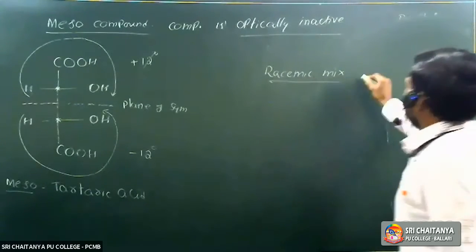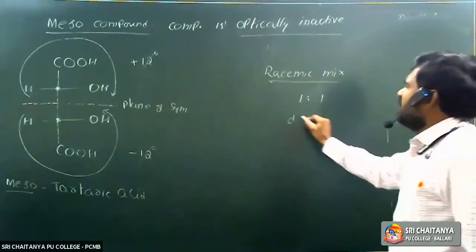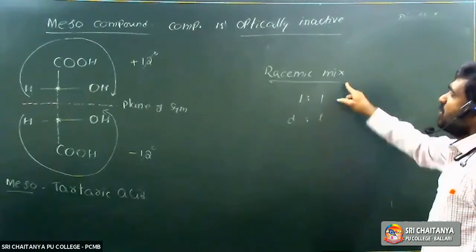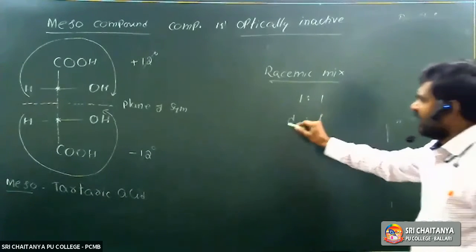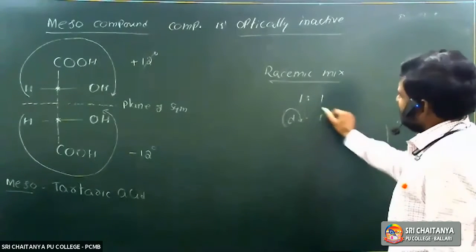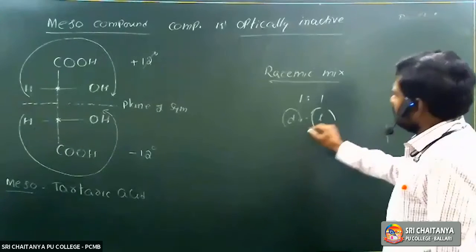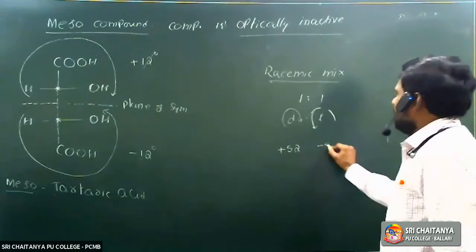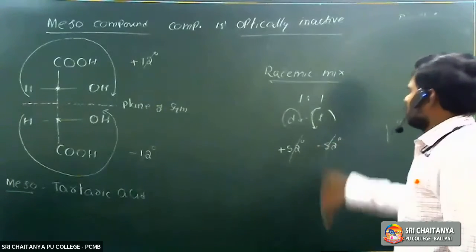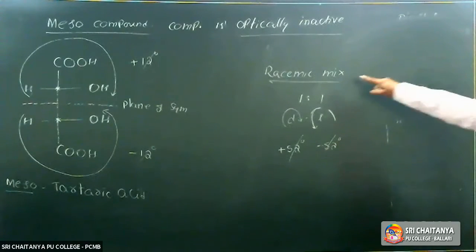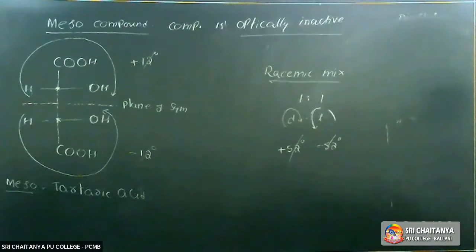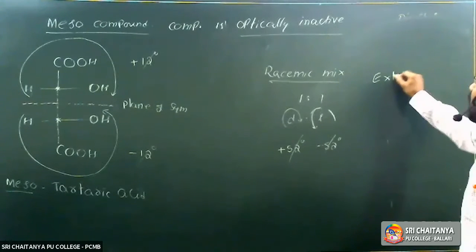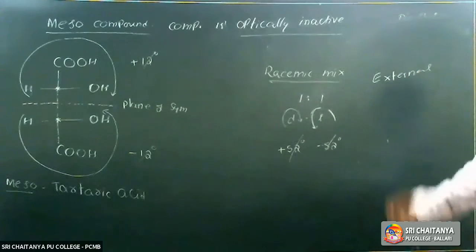Racemic mixture means a 1:1 ratio of dextrorotatory and levorotatory compounds, because it contains 50% of the dextrorotatory compound and 50% of the levorotatory compound. So the resultant is 0. Suppose one rotates plus 52 and the other rotates minus 52, so the resultant is 0. Hence the racemic mixture is optically inactive. It is due to external compensation.